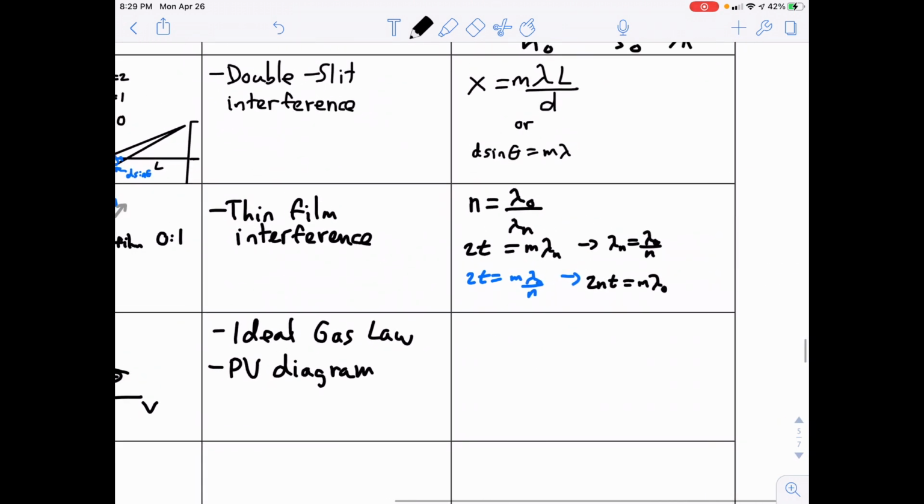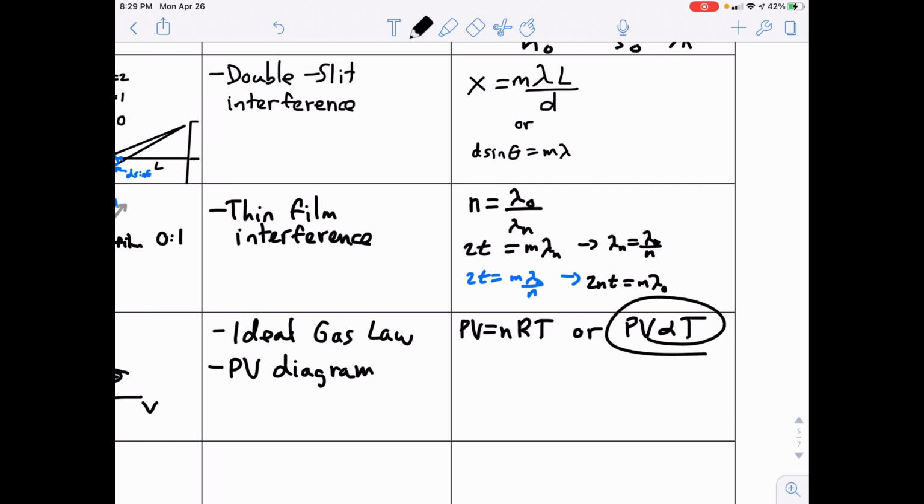Now, the equations that we need to be able to work a PV diagram or an ideal gas law problem would be PV equals nRT for actual pressures, volumes, and temperatures given. Now, if you're given relative changes in pressure, volume, and temperature, say you're given the fact that the temperature doubled or the volume cut in half, then we can simply go pressure times volume is proportional to temperature. This one is the quicker way to analyze a PV diagram.